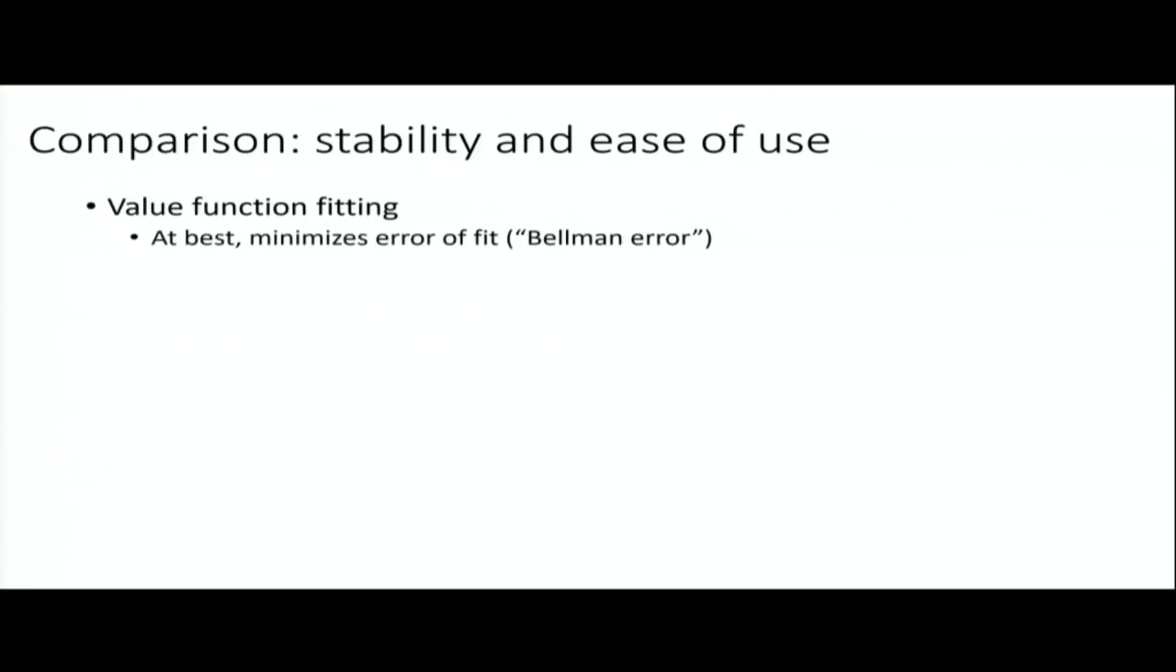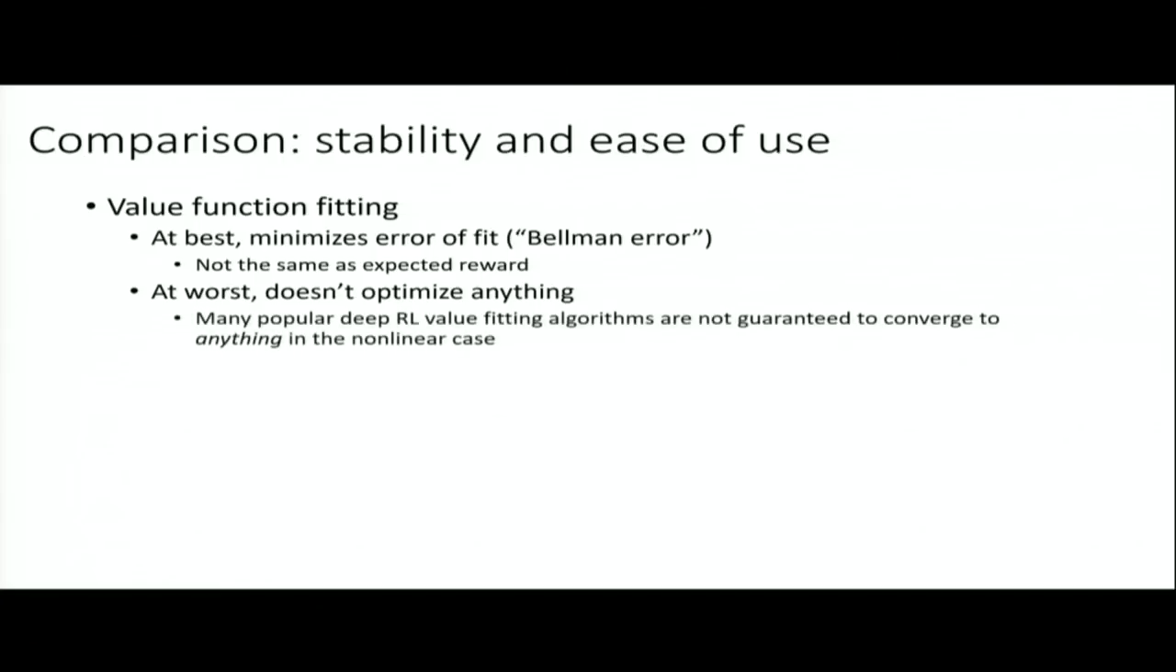So some examples of this. Value function fitting, typically what you optimize when you fit value functions is how well you approximate the expected rewards, but approximating expected rewards accurately is not the same as having a good policy. So it's not the same as actually maximizing the expected reward, it's minimizing the error of your predictions. So at worst, this actually doesn't optimize anything as far as your expected reward, although under some assumptions it does. But the bad news is that many of the popular deep RL value fitting algorithms are not actually guaranteed to converge to anything in the case where the value function is fitted with a nonlinear function approximator like a neural network.